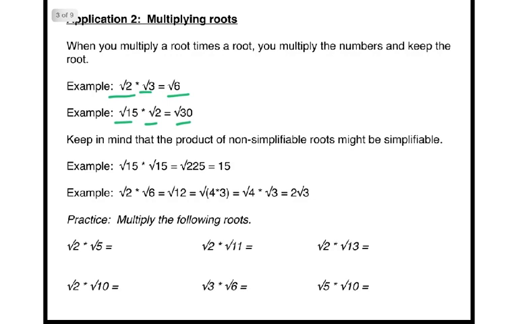Keep in mind that the product of non-simplifiable roots might be simplifiable. For instance, root 15 is not simplifiable, and root 15 is not simplifiable, but when you multiply them, you get root 225, and the square root of 225 is 15.